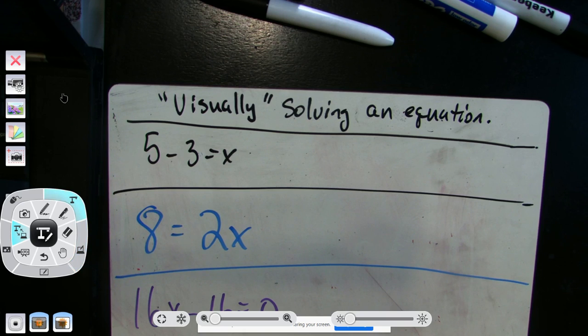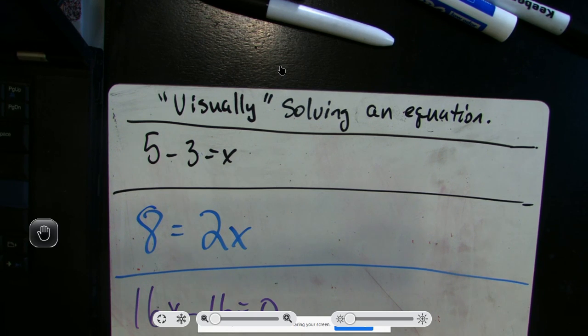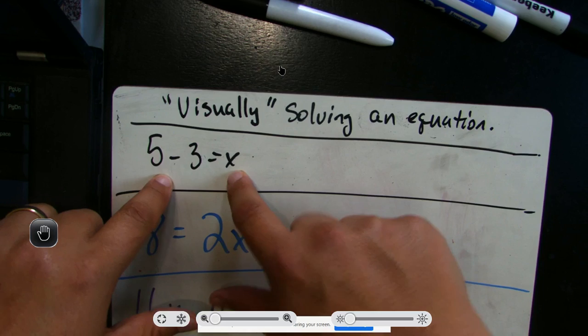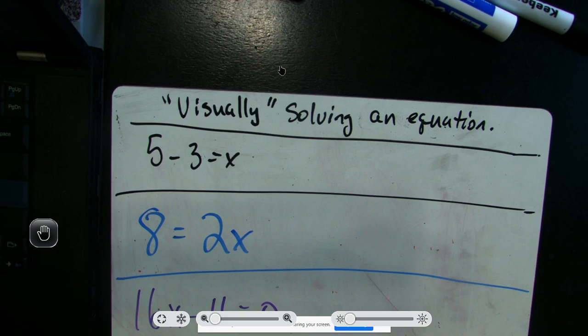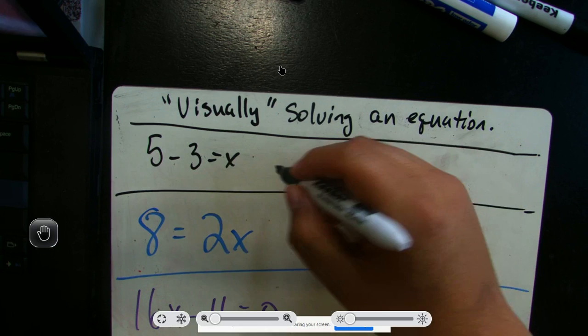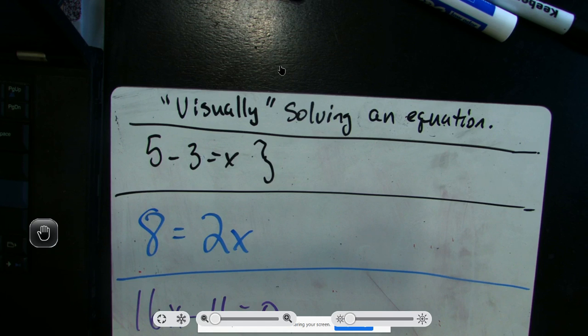Let's look at this first one. If I'm going to graph these two expressions, I'm going to have to rewrite them in a specific form that I can type into Desmos. So, what would that be? What we're going to say is this.